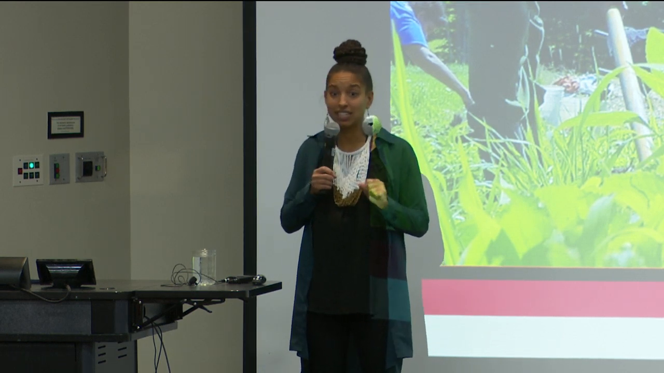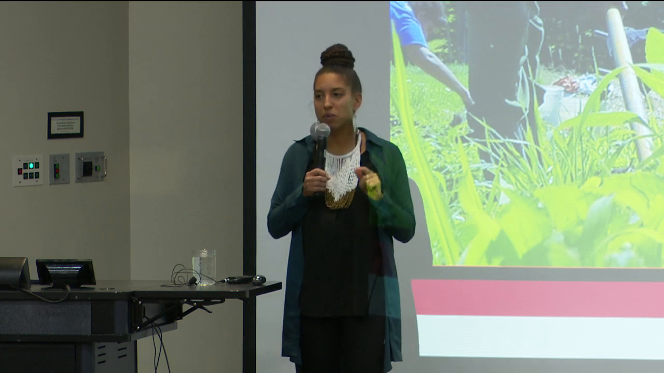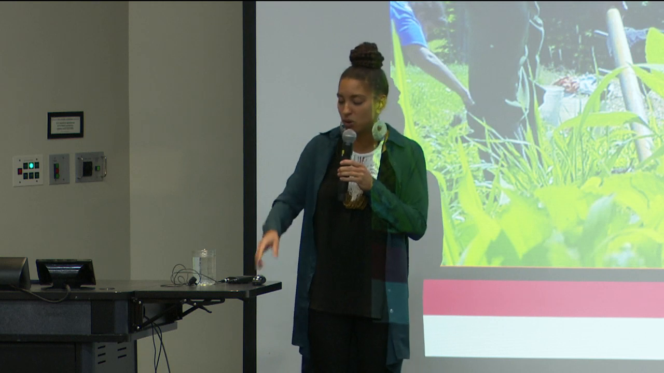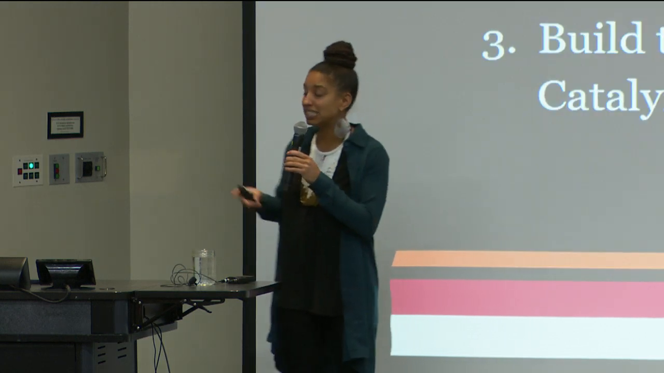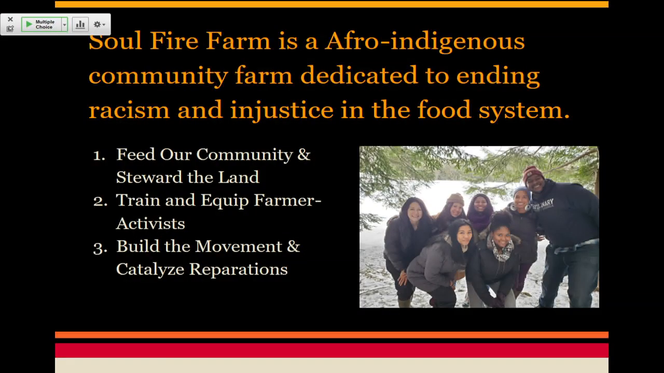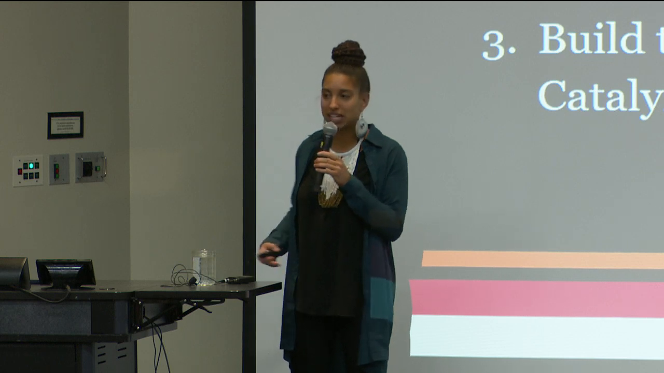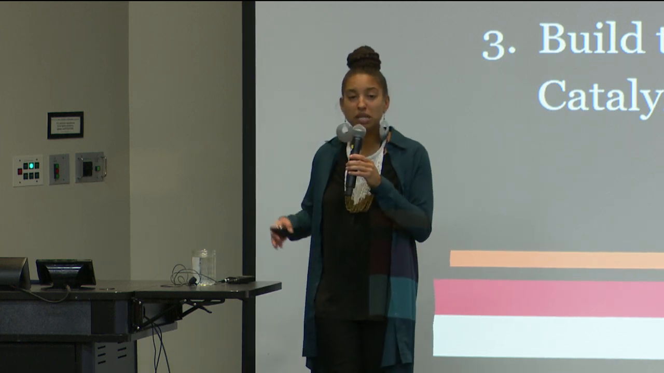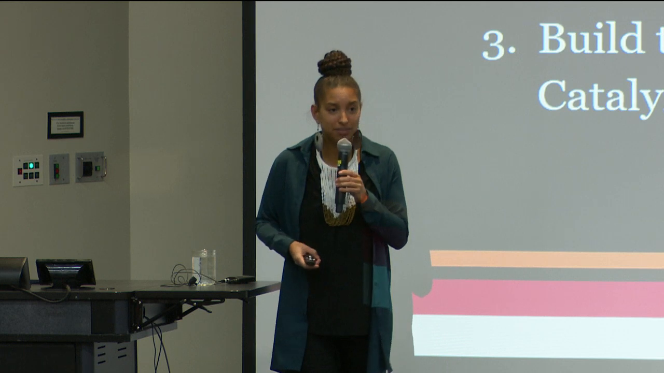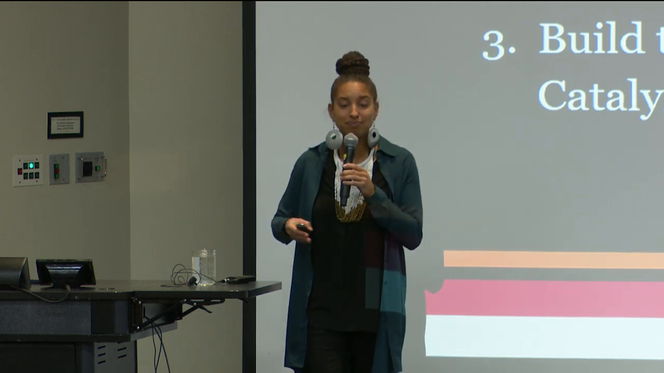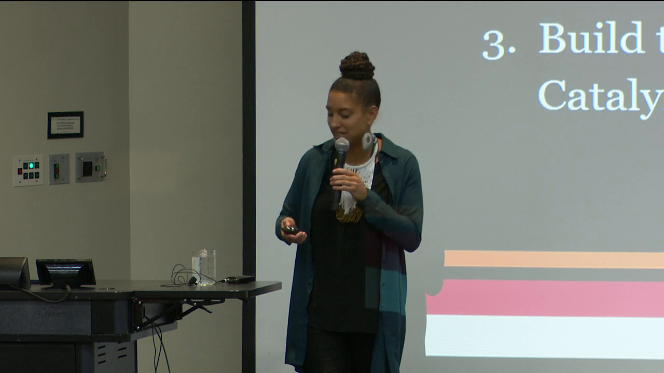That is ridiculous. So we got together and we're like, if we want to get free, we need to be able to feed ourselves. We need to be able to create a local, independent, food sovereign system. So Soulfire Farm, we're on 80 acres in Mohican territory in upstate New York outside of Albany. We are a co-op of 8 folks living and working together with a mission to end racism and injustice in the food system. And there are 3 basic ways that we do that. Basically, we farm, we educate, and we mobilize.